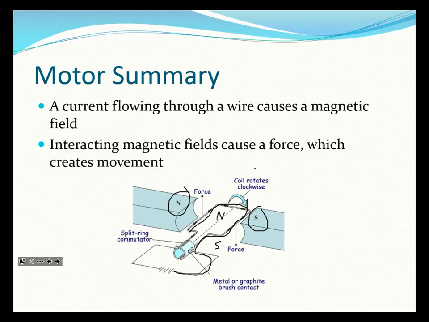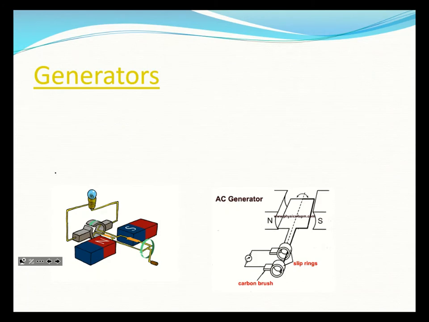You also need to know that for DC, you need a split ring commutator. So anytime you see a split ring commutator, it means it is DC, direct current. Okay, generators work a little bit differently.